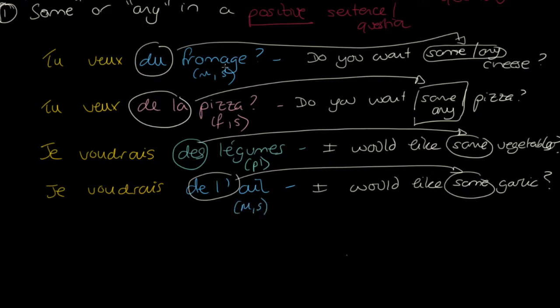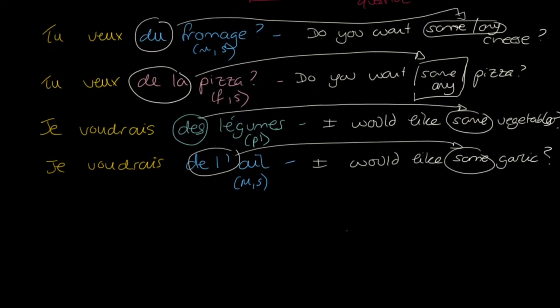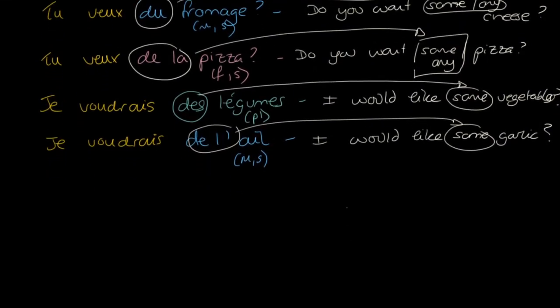And because of their gender, because of their number, so singular or plural, the way we express the article some or any in French is going to change each time. So it's really important that we understand the key foundation behind that, and that we also know the gender of the noun that we're using it with.